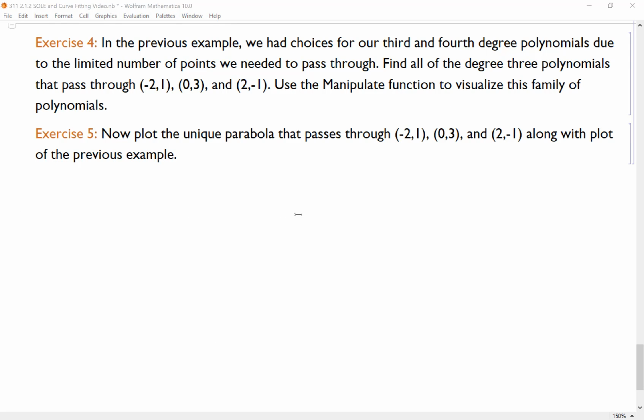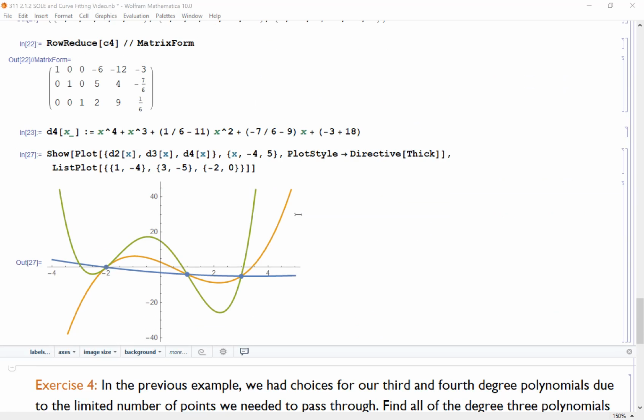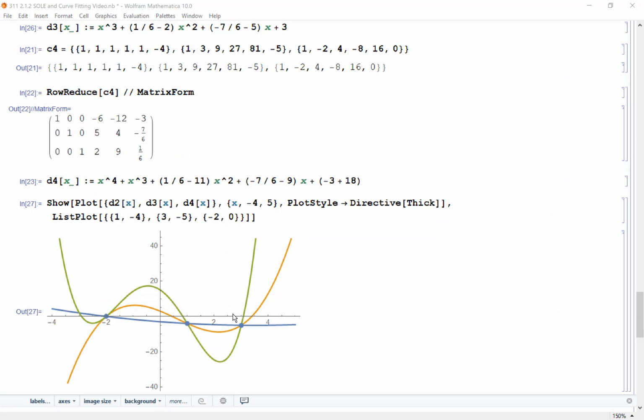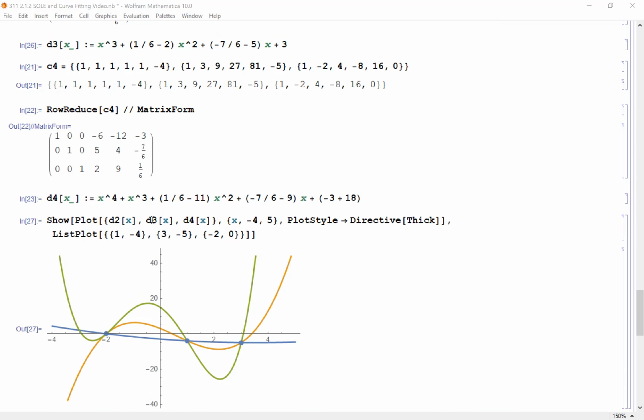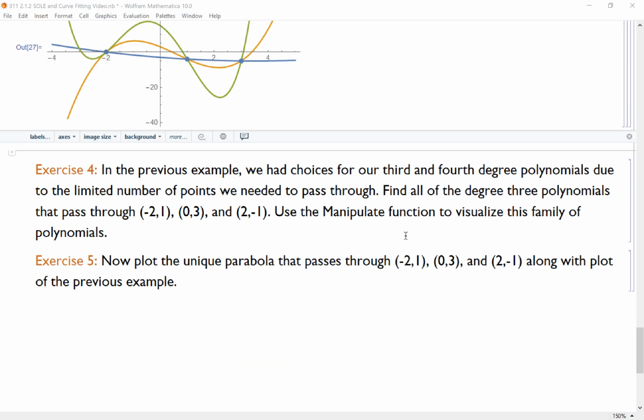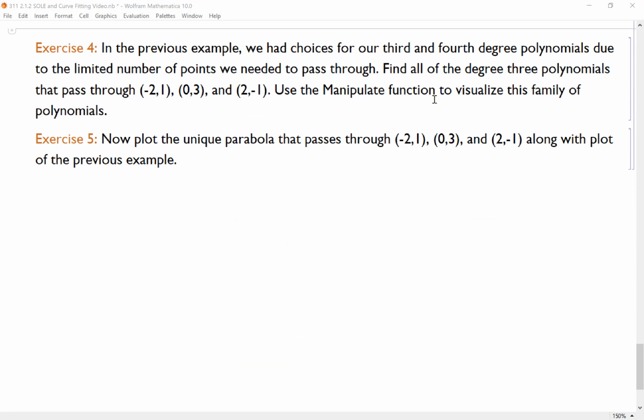Now, in the previous example, we had options for our third and fourth degree polynomials that we wanted to pass through these 3 points. And both times we picked our leading coefficient to be 1 and then determined our coefficients based upon that choice using our reduced matrices. But now in this question, what we want to do is find all of the degree 3 polynomials that pass through those 3 points. And we're actually going to use a manipulate function to visualize this family of polynomials.